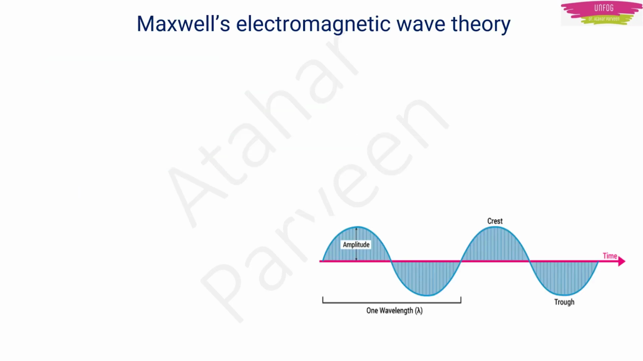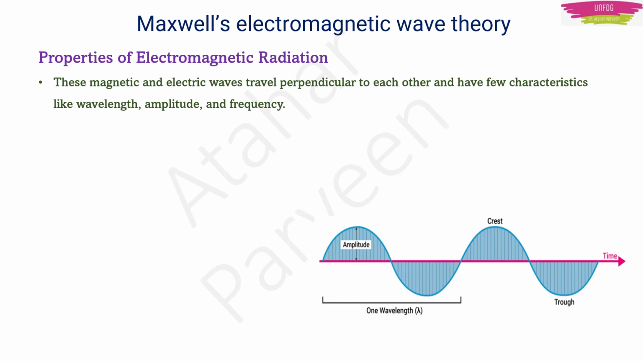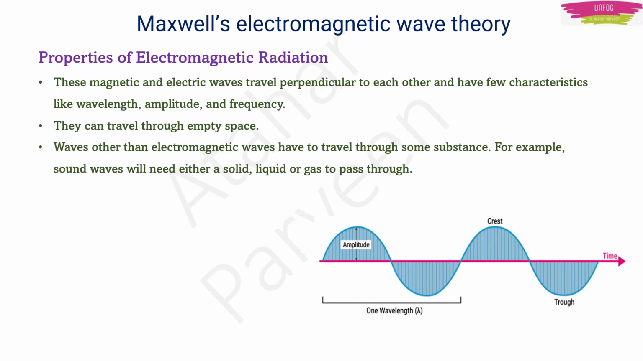Then he also described that wave. He told that this electromagnetic radiation, which consists of magnetic and electric fields, travels perpendicular to each other and has a few characteristics like wavelength, amplitude and frequency. Then he told that these electromagnetic radiations can travel through empty space. Waves other than electromagnetic waves have to travel through some substance. For example, sound cannot travel through empty space, right? It needs some medium. But it is not like that for light. It can travel through vacuum also, he told. Then he specifically told that speed of light is 3 into 10 to the power 8 meter per second and it is always constant.